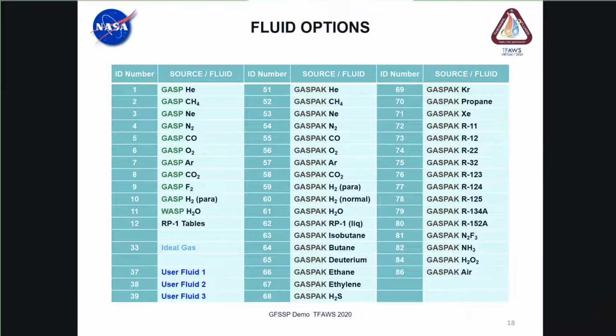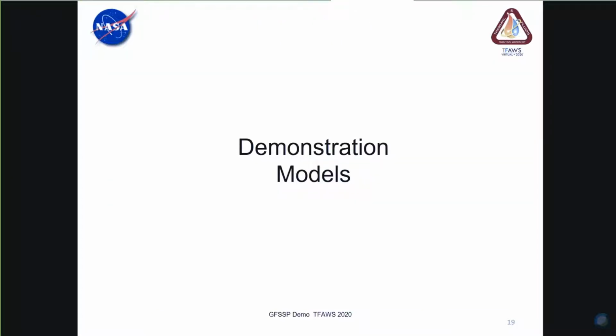You can make user-defined tables, interpolation tables of your properties. If these tables are coming from RefProp data, we actually have a utility that comes with the installation to help you convert RefProp output into GFSSP user-defined tables. And we also have the GasPak fluid library, and this is a commercial code that was sort of an ancestor to RefProp. In addition to the fluids that GASP has, it also includes hydrocarbons and refrigerants and liquid peroxide.